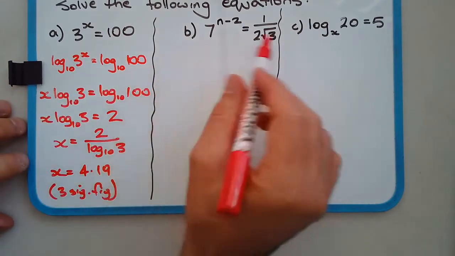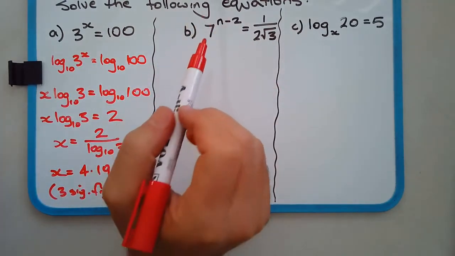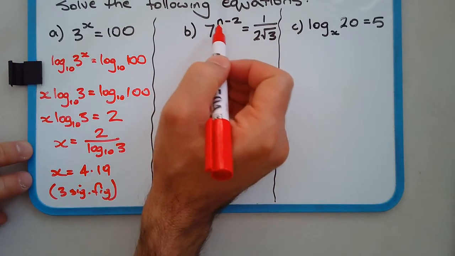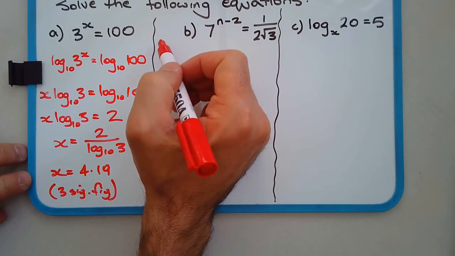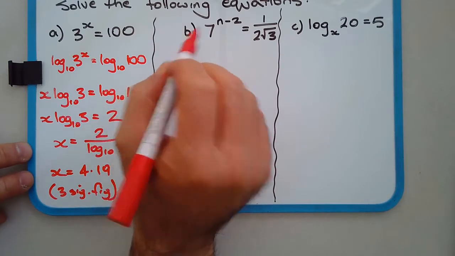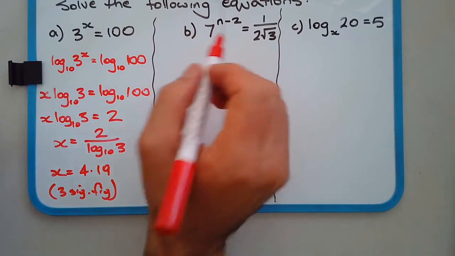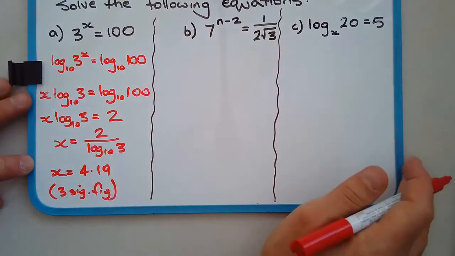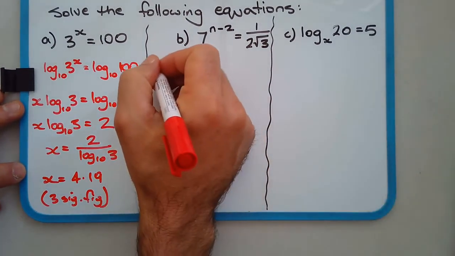All right, let's take the logarithm of both sides. The reason why we do that is because we want this n somehow to become the subject of the formula. The only way to do that is if you take the log of both sides of the equation. What you do to one side, you do to the other. So let's do that first.